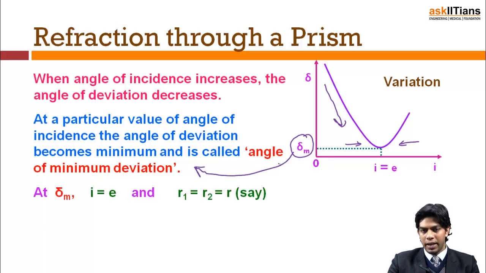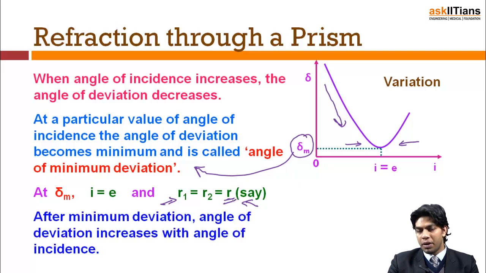Now at del m, which is already given, I equals E. Now using the previous property which we learned few slides back, R1 will come out to be R2, and let's say it's a constant R. So after minimum deviation, the angle of deviation increases with the increase of angle of incidence. So hence, as it's minimum, across it, obviously if you move angle of incidence in either direction from this particular point, you will get a rise in angle of deviation.